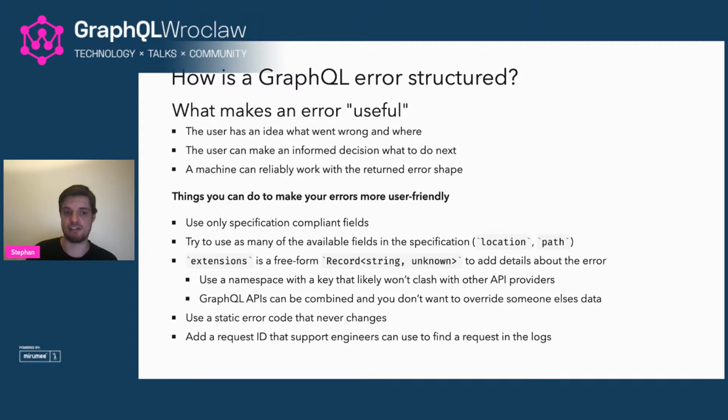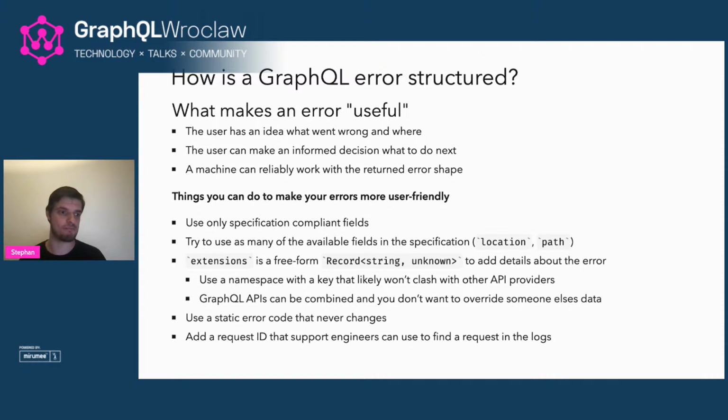My recommendation here is that you use a namespace with a key that won't clash with other APIs, because they can be stitched together. If you, for example, combine the GraphQL API from GitHub with Contentful's, you want to make sure that if one of the two is failing, it doesn't override the other's. So we decided to put everything into the contentful namespace.